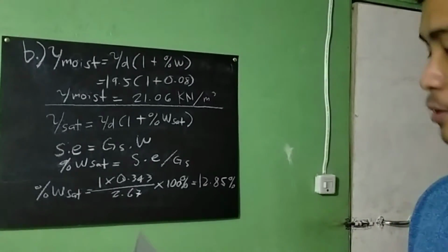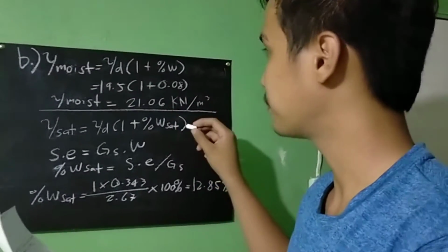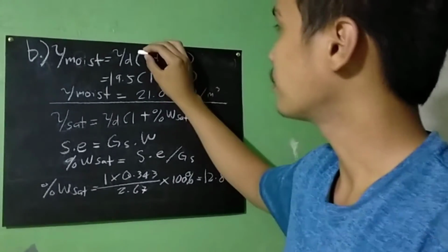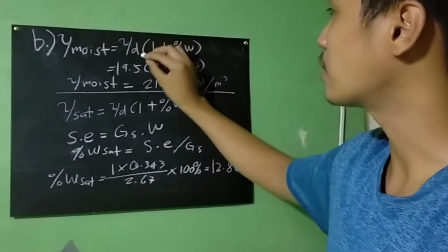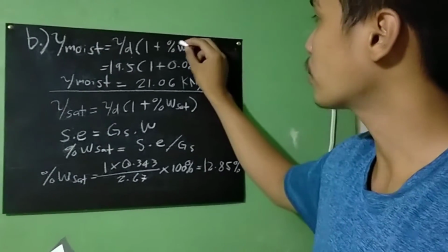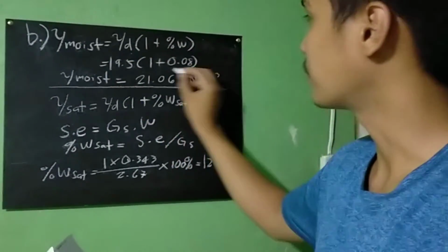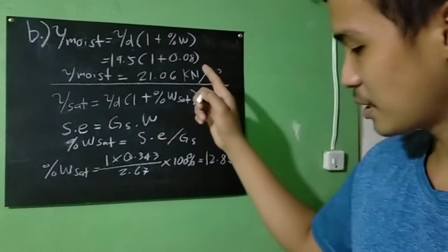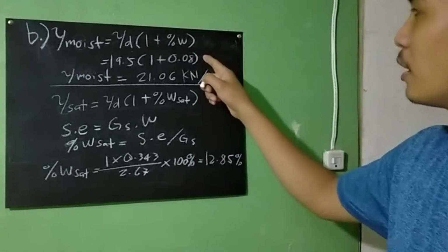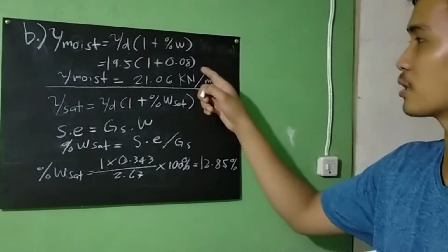Letter B, we are asked to find the moisture and saturated unit weight. So first, we must solve the moisture unit weight. So we have to use this formula. Since the dry unit weight is given, times 1 plus the water content is also given. So easily substitute those values. 19.5 times 1 plus 0.08. We have the 8% converted into decimal is equal to 0.08.